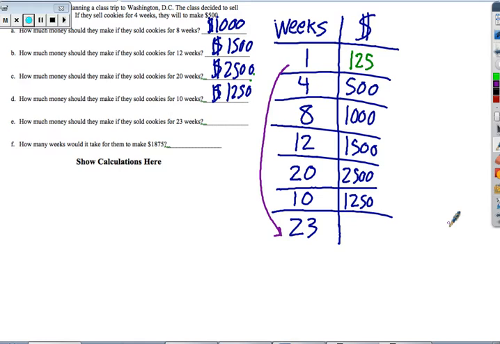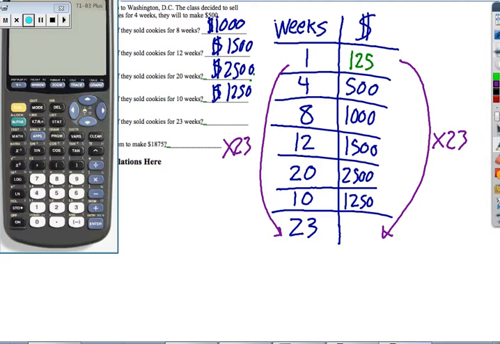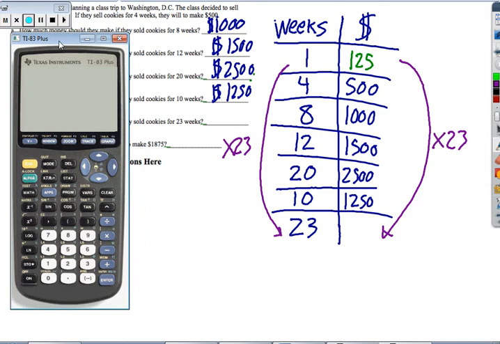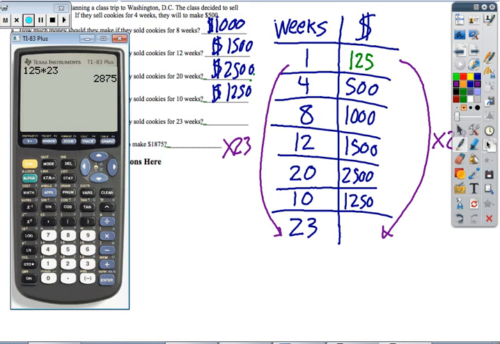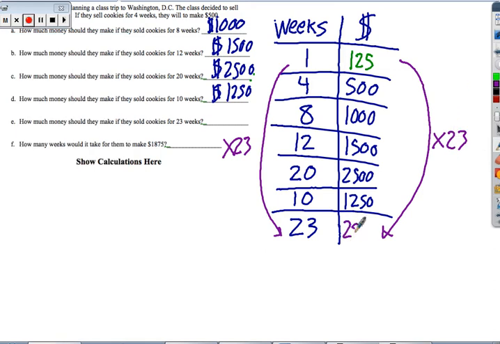So I know that 1 times 23 is going to give me 23. If I'm working 23 times as many weeks, I'm going to make 23 times as much money. So that's doing 125 times 23. There you go. You make $2,875. Alright, so we fill that in.